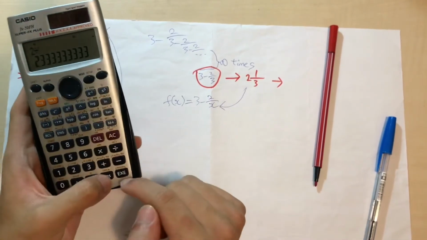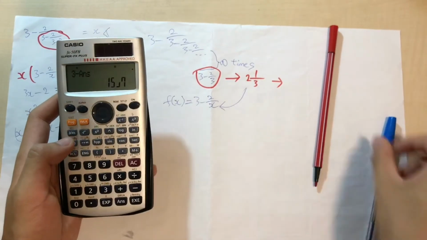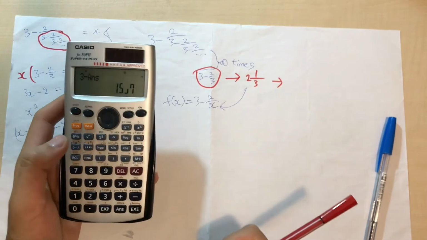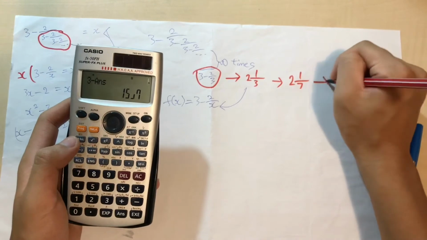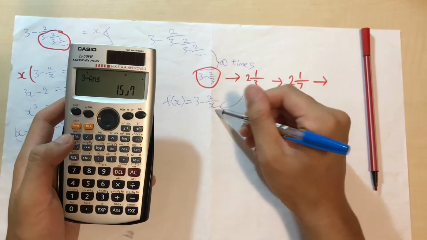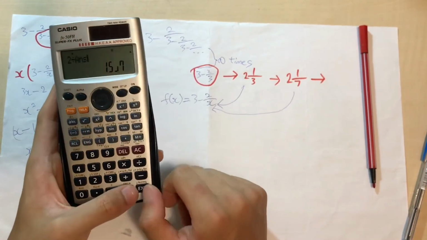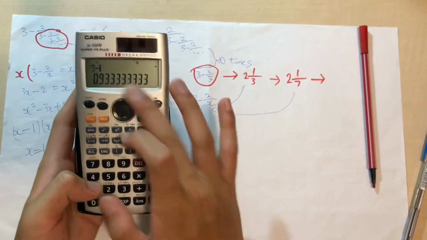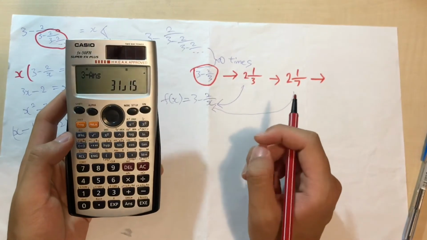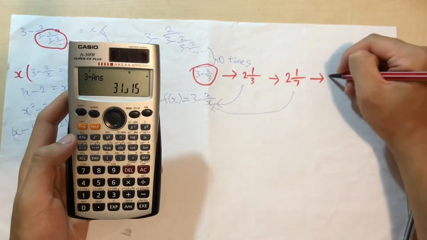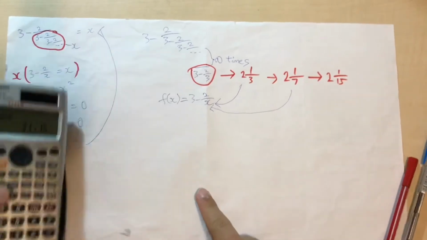Let us find the value, and then we use 3 to minus the whole thing. This right here is 7 over 3, which is the same as 2 and 1 over 3. Then 15 over 7, which is the same as 2 and 1 over 7. So that is our new x. We do the same thing, right? Let's use 2 to divide this answer and use 3 to minus this. It is 31 over 15, which is the same as 2 and 1 over 15. So now we can see the pattern.